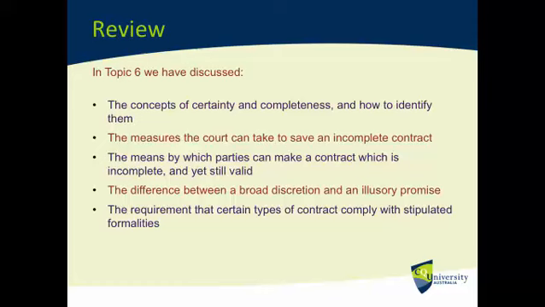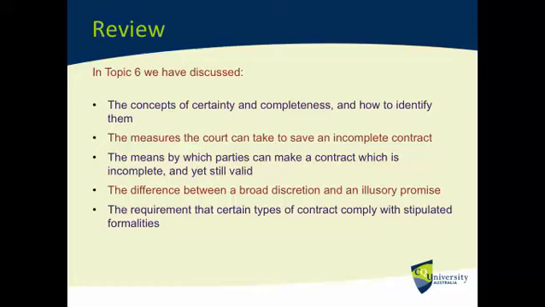We then went on and looked at the concepts of offer and acceptance, and we said that an offer is a statement by a party that they are willing to be bound by the obligations which are set out in the offer. The offer can be made bilaterally to an individual or small group, or it can be made unilaterally to the whole world. We distinguished an offer from an invitation to treat, which is merely a statement that you're open to offers. And we looked at the ways that an offer can be withdrawn.